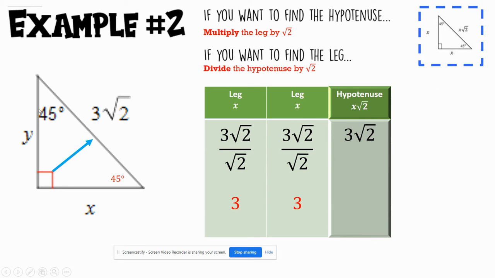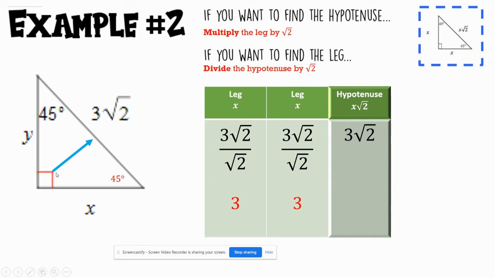On number 2, it's a 45, 45, 90 degree. It's a special right triangle. I should mention, why are they called special? Well, they're called special because you only need to know one side length and you can find all 3 side lengths. That's why these are called special right triangles.